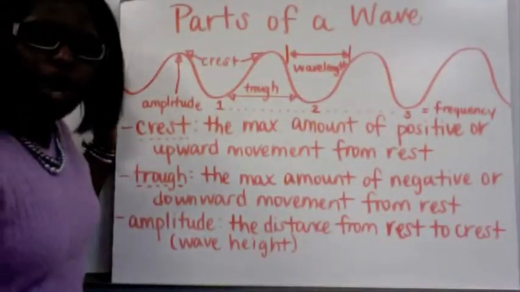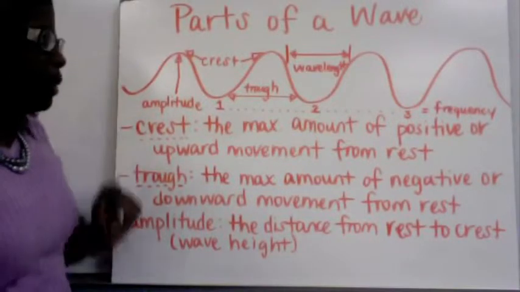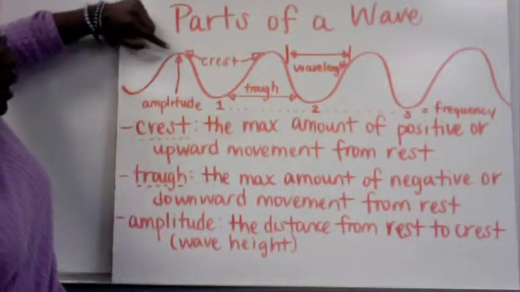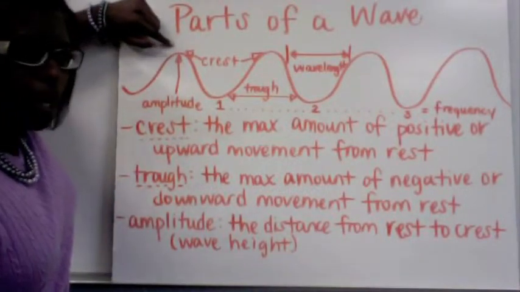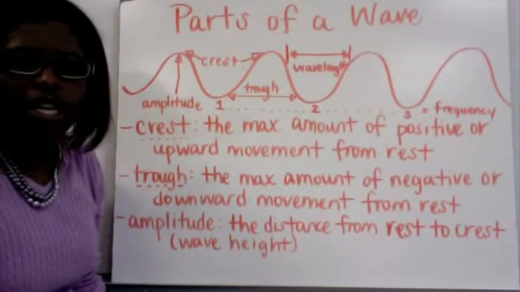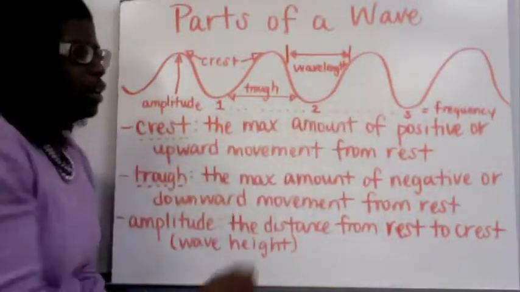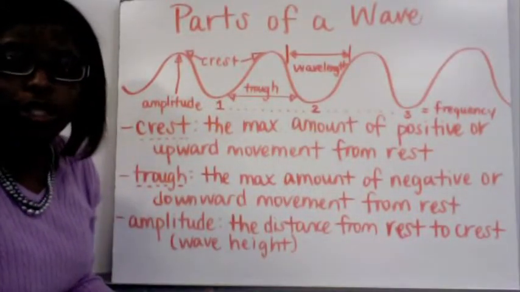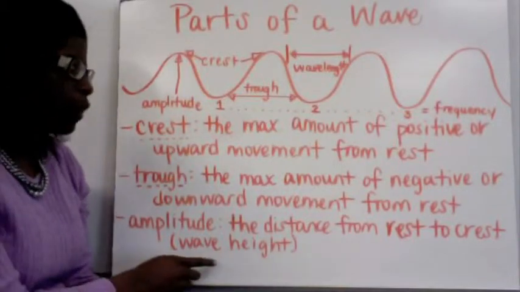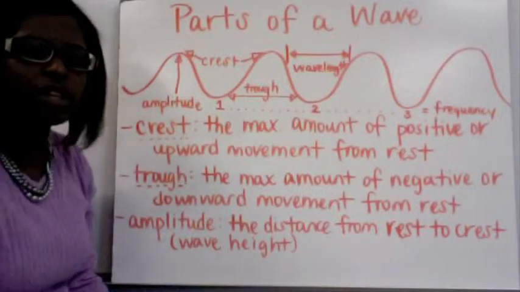So let's talk about parts of a wave, and some of you may be familiar with this. The crest is the maximum amount of positive or upward movement from rest. That is what most of you would probably just call the peak. So each of those peaks is a crest. The trough is the maximum amount of negative or downward movement from rest. And these would represent your troughs right here. Amplitude is the distance from rest to the crest, which is better known as the wave height. So this is our amplitude right here, and we can measure the amplitude of each wave.